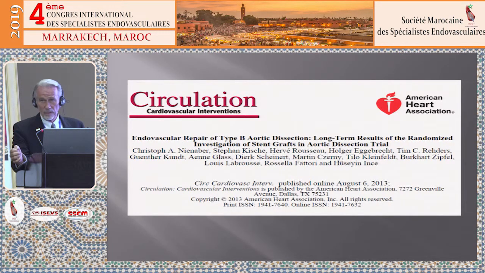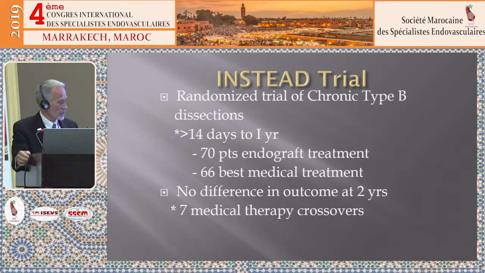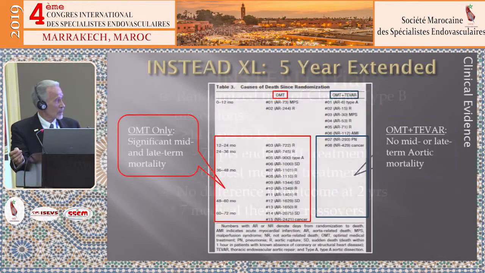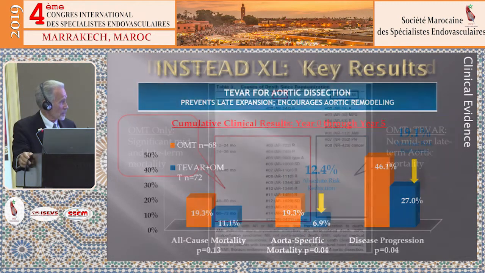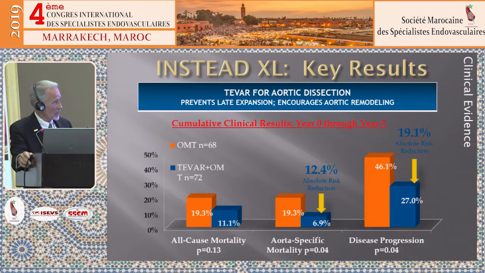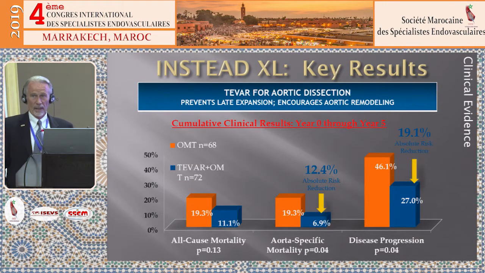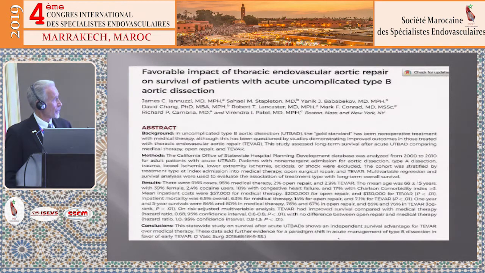Now, the INSTEAD trial, which we all thought originally was acute dissections, turns out to address this chronic group. And this has been published, as many of you are familiar, at 2 years in a group of patients that had endografts compared to best medical management. There was no difference in the outcome, but at 5 years there was a crossover from the group that were treated in the medical group. About 40% of those patients actually crossed over and ended up having an intervention.